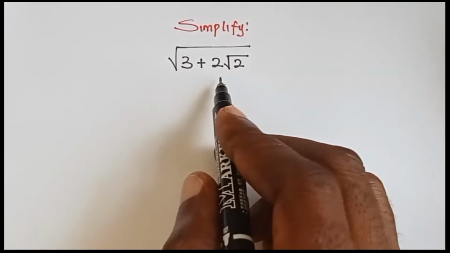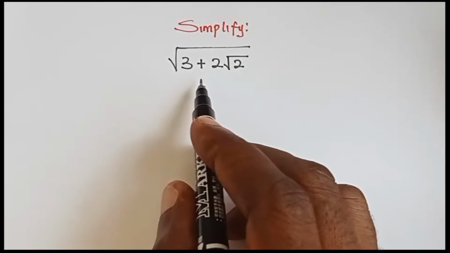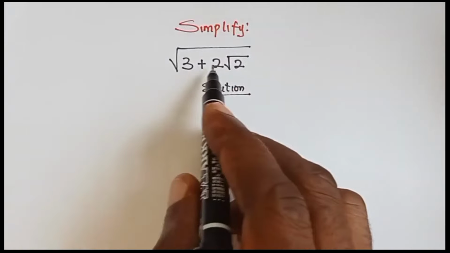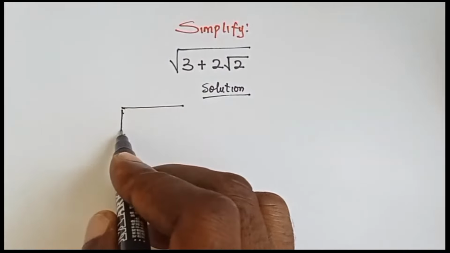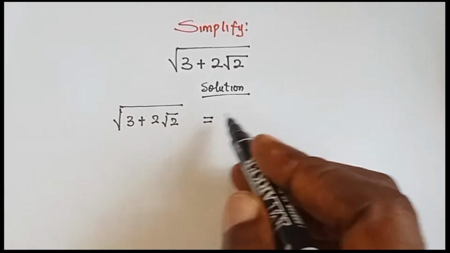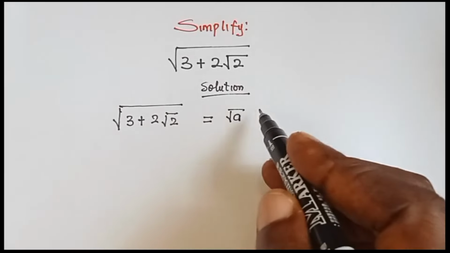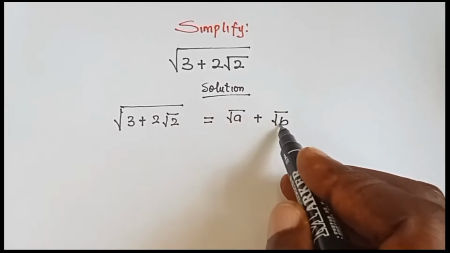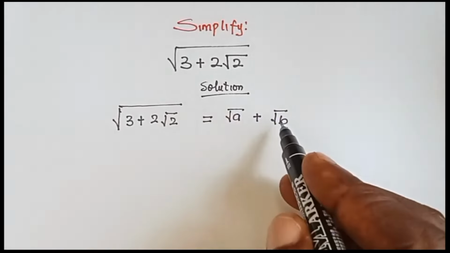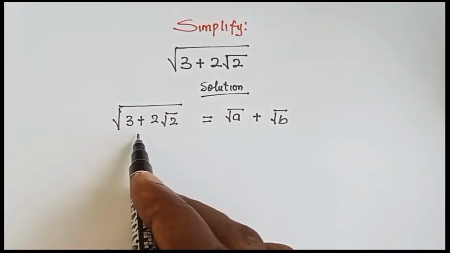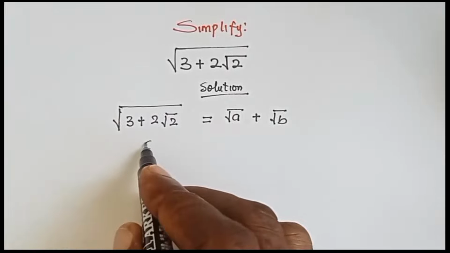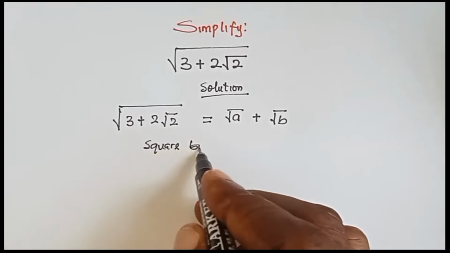In this video, we want to simplify this surd expression. Alright, solution. If you simplify root 3 plus 2 root 2, it will come in this form, root A plus root B. So when you simplify this, we are expecting it to come out in this form. That is why I have this equals to this. Alright, so how do we remove this square root? We square both sides. Let's square both sides.